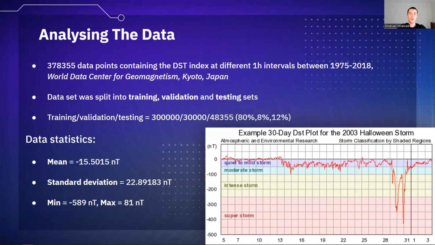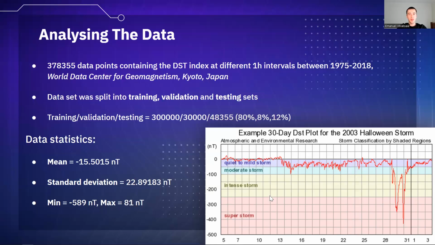Once the statistics of the data were analyzed, we found that the data had a mean of negative 15.5, a standard deviation of 22.9, a minimum value of negative 589, and a maximum value of 81. All of these values, of course, being in nanoteslas.